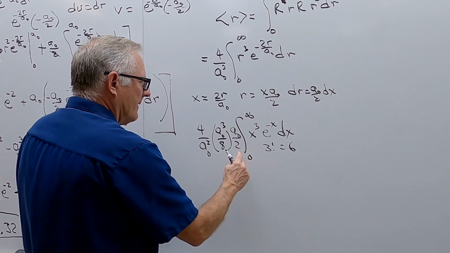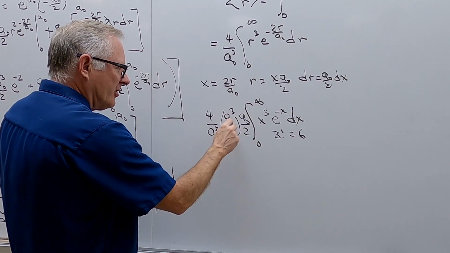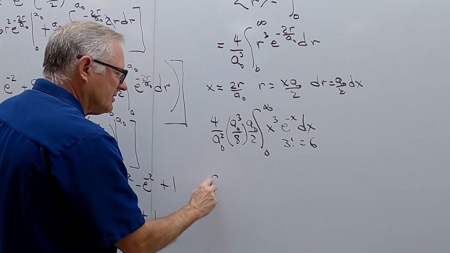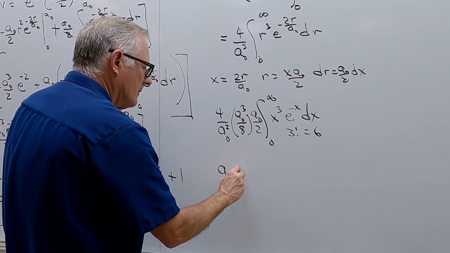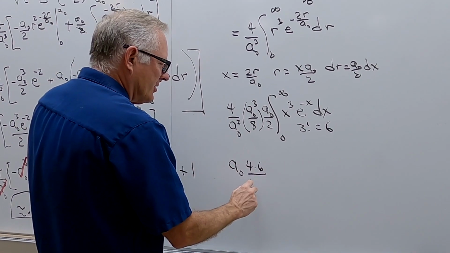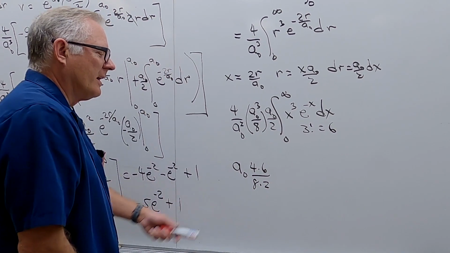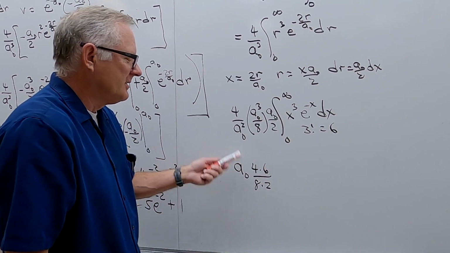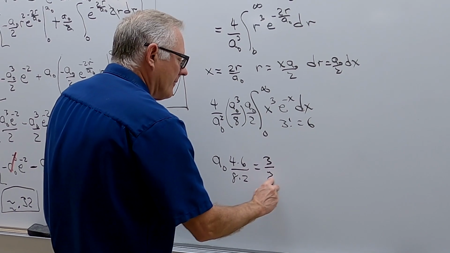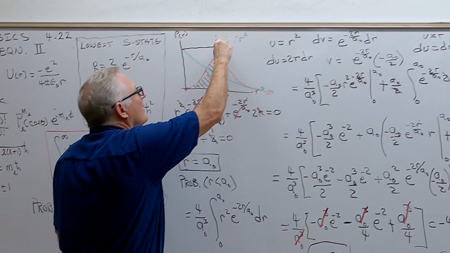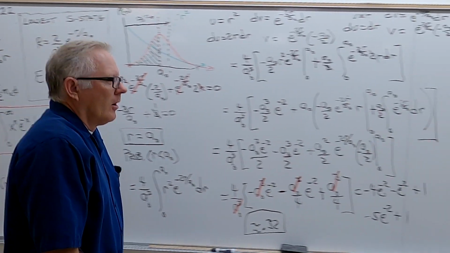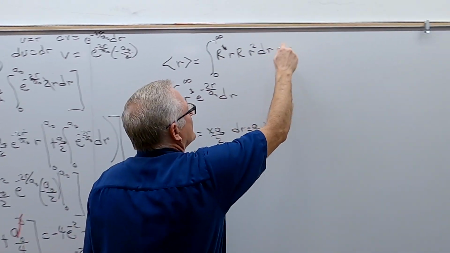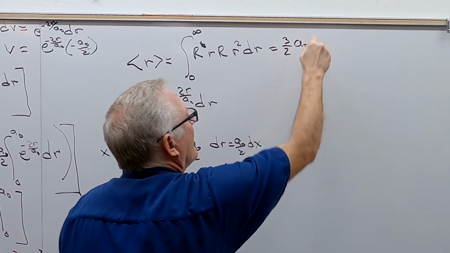So now we have the a naught to the 4th over a naught cubed is just a naught. And then we have 4 times 6 all over 8 times 2. Well, this is just 1/2, and that's 3, so this is just 3/2 a naught. And we did say it was bigger than a naught, so that would be 3/2 a naught. Okay, so there's my expectation. That is 3/2 a naught.